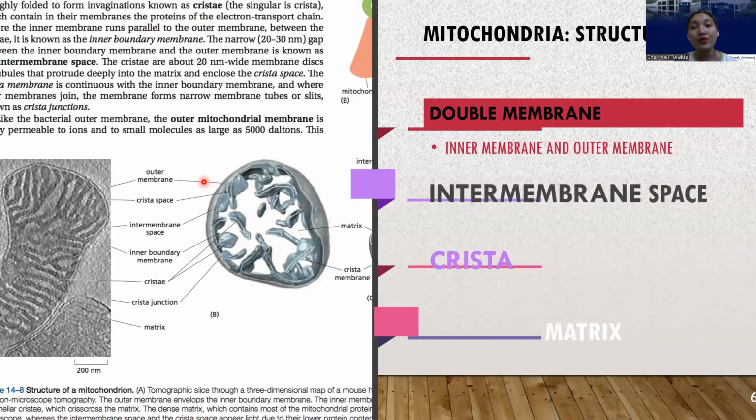So, there are different structures of the mitochondrion. Again, it is a double membrane organelle. It has the inner membrane and the outer membrane. As you can see, this is the outer membrane, the black one, and then the inner boundary membrane, the gray one.